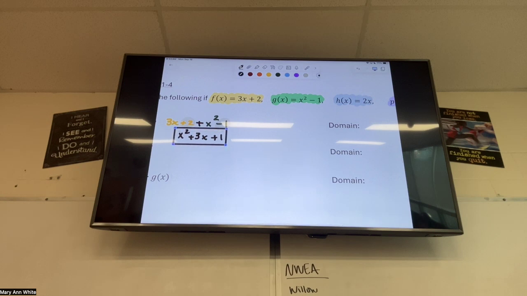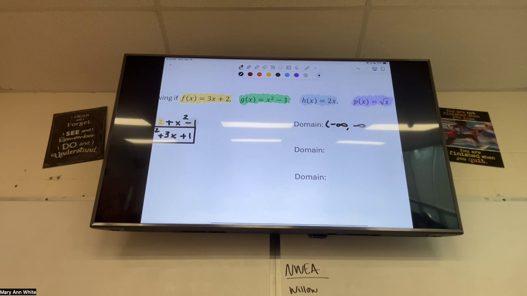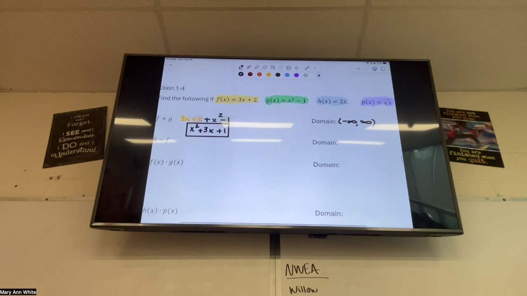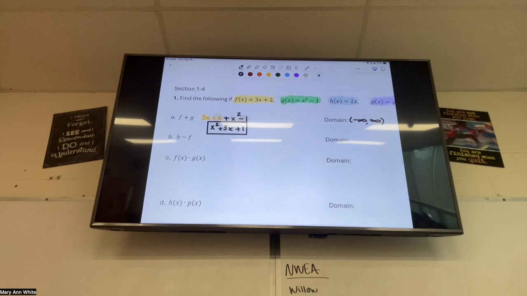That's our answer. Now, it does ask for the domain of this. What's the domain of this function going to be? All reals. Negative infinity, positive infinity. Were there any red flags in that? Any square roots, any fractions? No, but if it's just a square, it's all real numbers. Nothing is different, nothing's crazy.